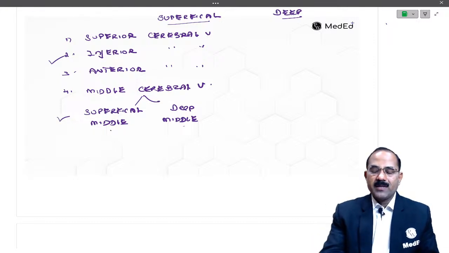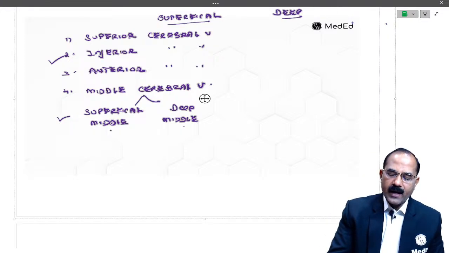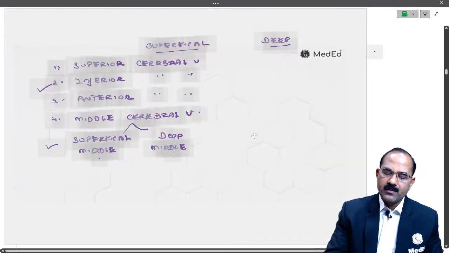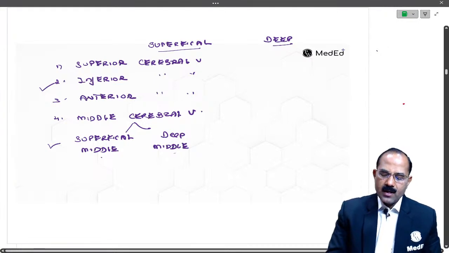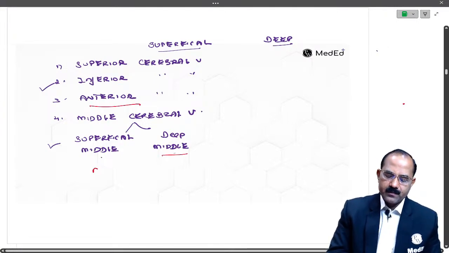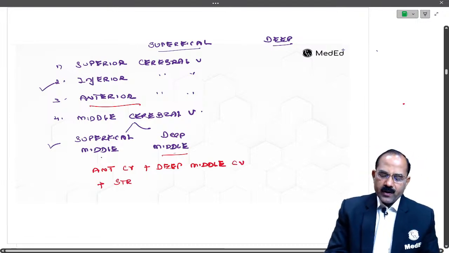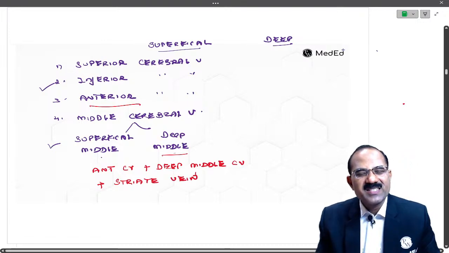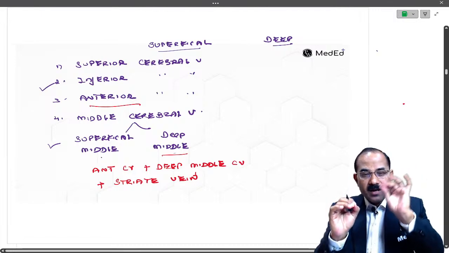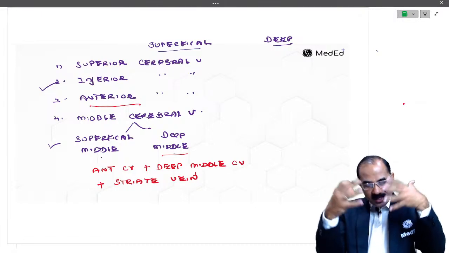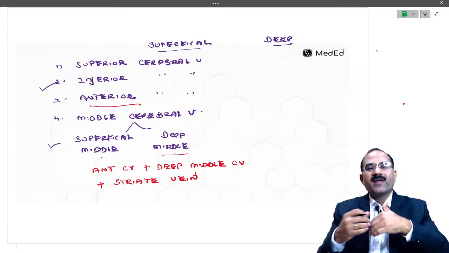Now you tell me, this anterior cerebral vein plus deep middle cerebral vein plus striate veins. Striate veins come from the perforated substance, the anterior and posterior perforated substance. From there the veins come. They drain the deep nuclei. These are the striate veins.